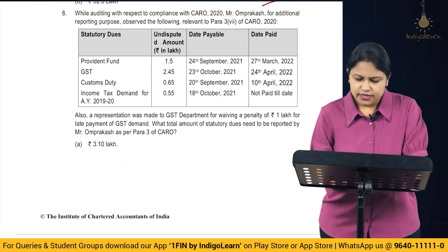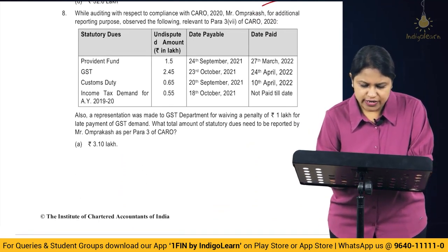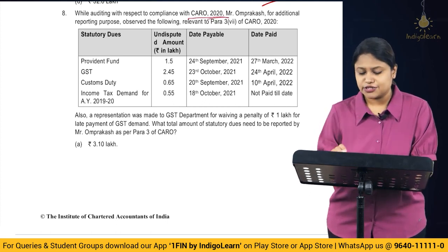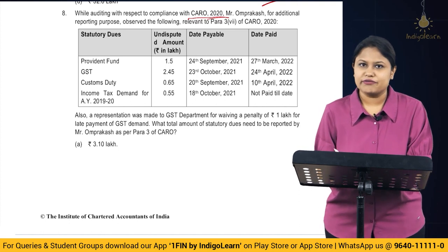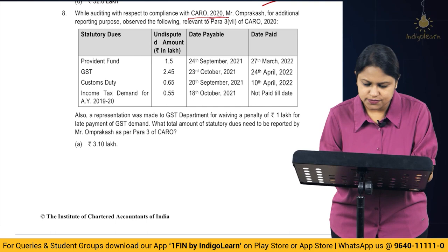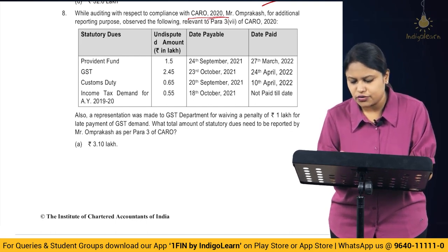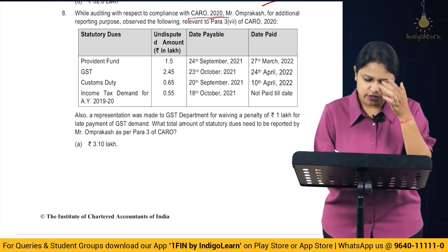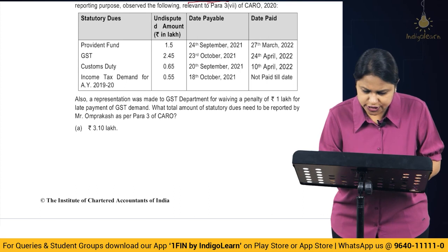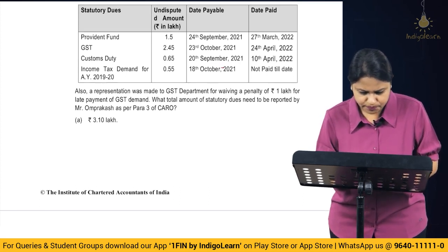Alright? Then, eighth one. While auditing with respect to compliance with CARO 2020, in this coming examination, be assured of questions coming from CARO 2020. Mr. Om Prakash, for the additional reporting purpose, observe the following relevant to para 3 clause 7 of CARO 2020. So it is about clause 7, non-payment of dues. Statutory dues, undisputed amount is so much, date payable and date paid is given.